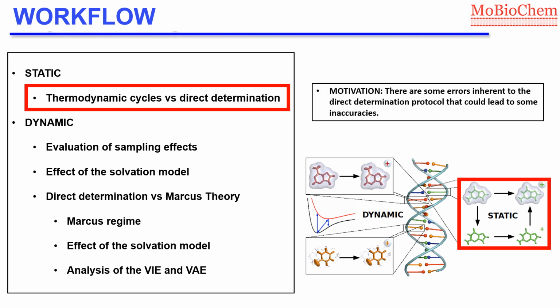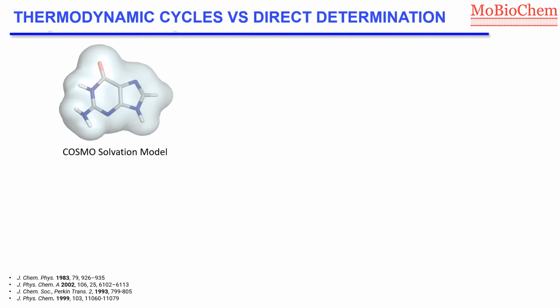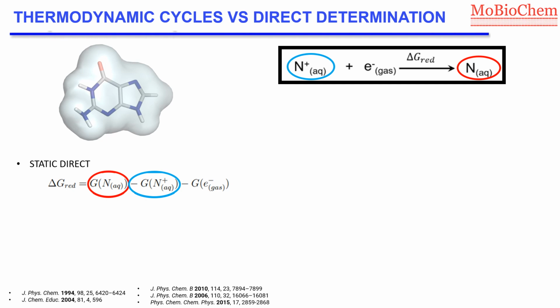Firstly, two different static protocols were compared: a direct determination of this property and a determination using a thermodynamic cycle. In both situations, a continuous solvation model was used in order to describe the solvent. The first idea that came into our minds was to simply calculate the free energy of both the neutral and the cationic species of the considered nucleobase, and apply a direct determination of the free energy of reaction, as this equation shows. However, the static direct recipe can lead to some errors, taking into account that we are assuming that the nucleobases are in water at 300 Kelvin.